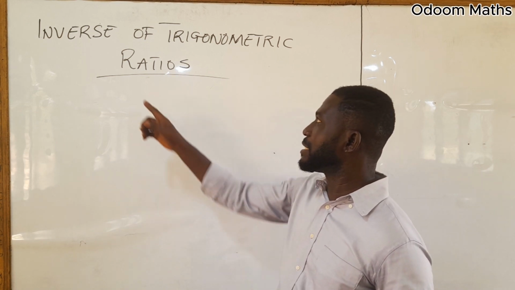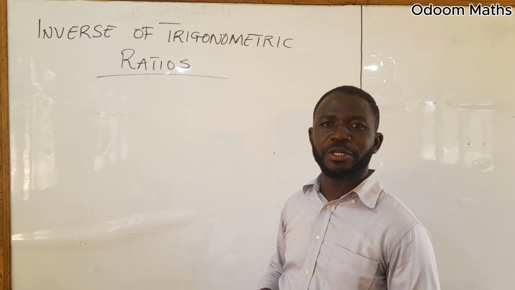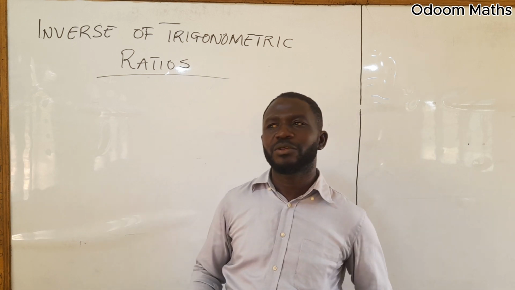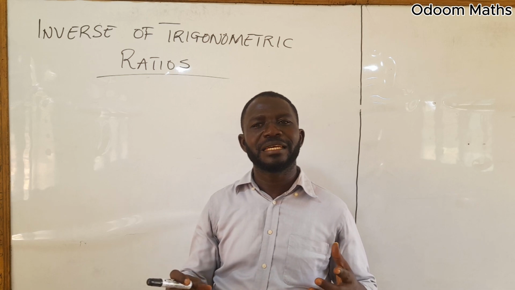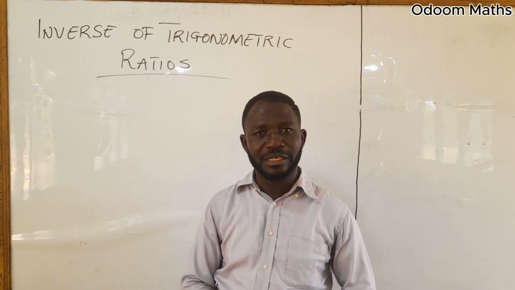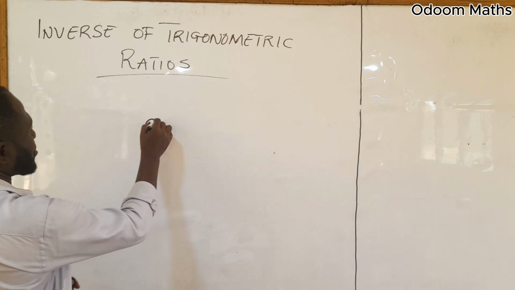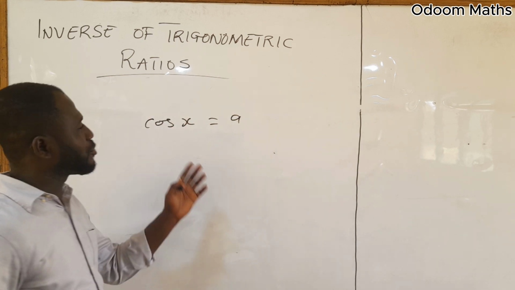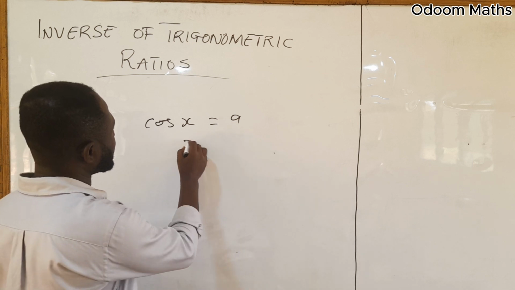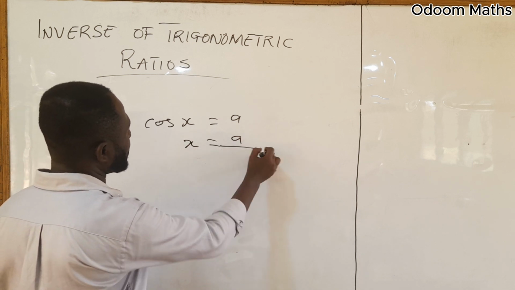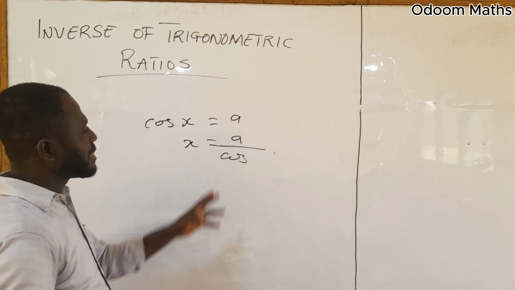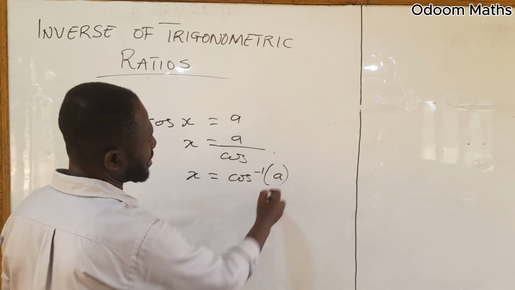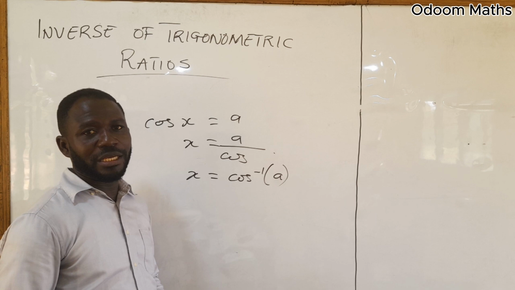Today I want us to look at inverse of trigonometric ratio under trigonometry. When you talk of inverse of trigonometric ratio, it's just like dividing whatever we have by any of the trig ratios. For example, if I have cos x equals a, and I'm asked to find x, that is going to be x equals a over cos. And this is the same as x equals cos inverse of a. So this is what we are going to talk about today.